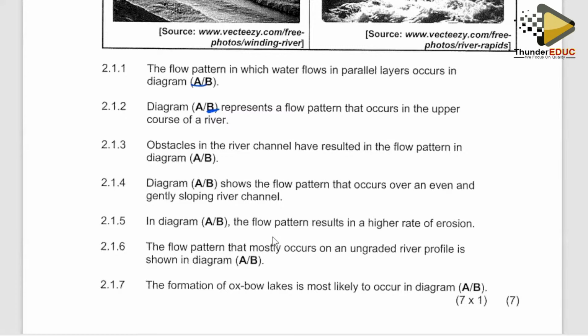Right, obstacles in the river channel have resulted in the flow pattern in A or B. Obstacles, they result in turbulence. As the water flows over obstacles, it tends to be turbulent. Diagram A or B shows the flow pattern that occurs over an even and gently sloping bed, that is A. In diagram A or B, the flow pattern results in a higher rate of erosion. Erosion is facilitated by B. The flow pattern that mostly occurs on an ungraded river profile, ungraded is B. Formation of oxbow lakes is most likely to occur at A. Right, that is the first part.